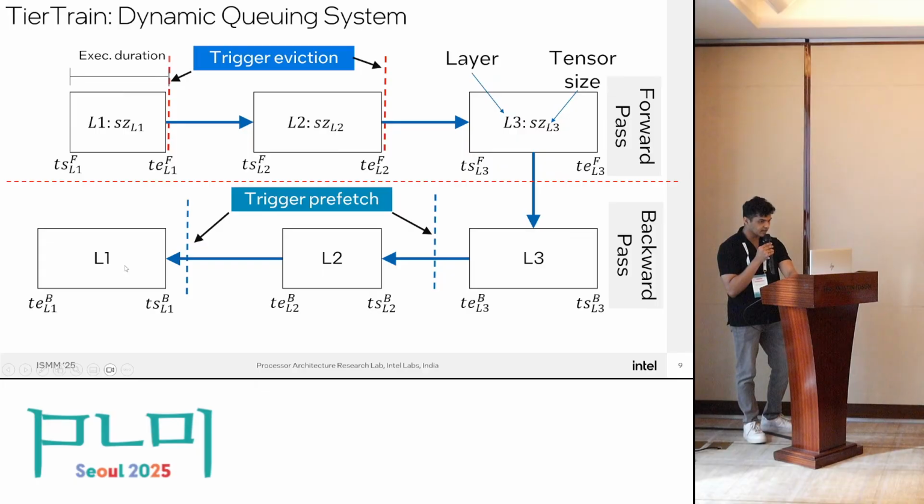So the prefetch has to be triggered at the right time so that the tensors are prefetched before they are accessed again. We don't want to prefetch these tensors too early, because then they will occupy more of the fast memory for no reason. And we don't want to prefetch them too late either, because that would lead to a performance loss. So we have these equations running in the background which determine when exactly we want to trigger a prefetch.